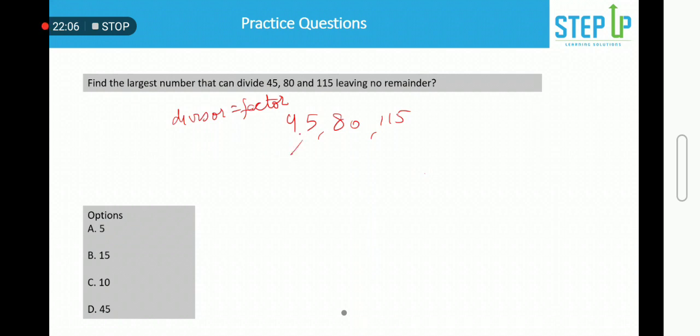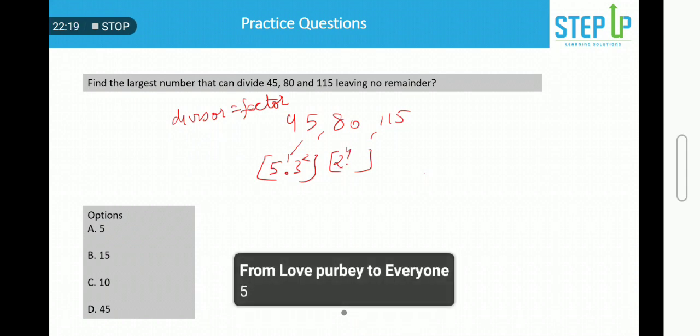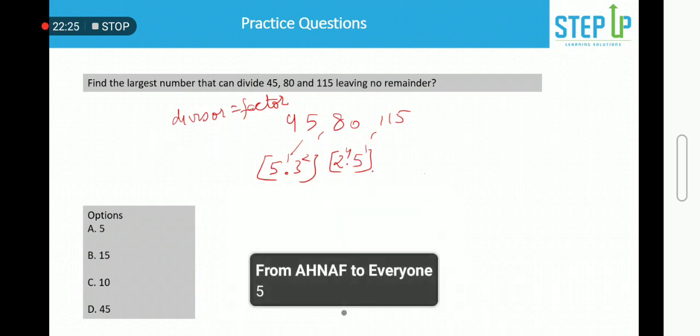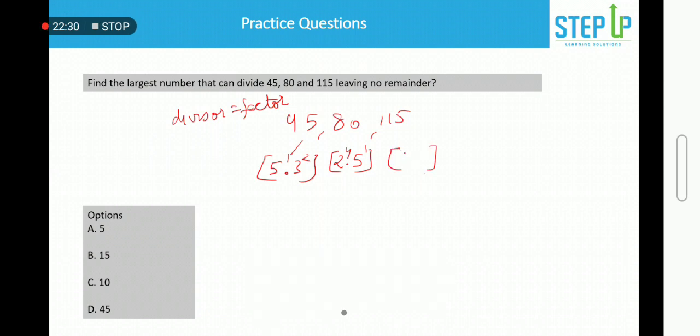Again, prime factorization. What is this? 5 to the power 1 into 3 to the power 2. Correct? What is this? 2 to the power 4, 16, into 5 to the power 1. Correct? Then the next number is 115. So it would be 5 to the power 1, and then 23. Correct? Is everybody with me? 23 into 5 it is, right?